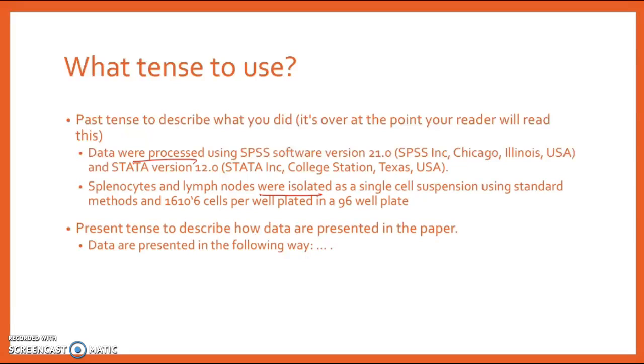You want to use the present tense when you describe how data are presented in the paper. So, data are presented in the following way, depending on the kind of conventions you use to present the statistical data that you're giving to your readers. So that's present tense. Everything else is past tense.